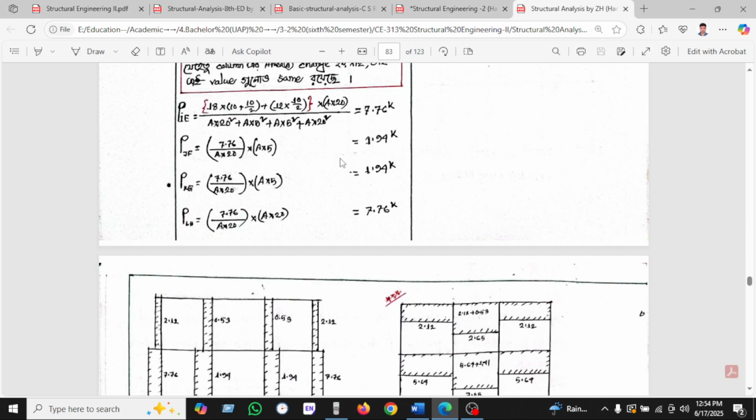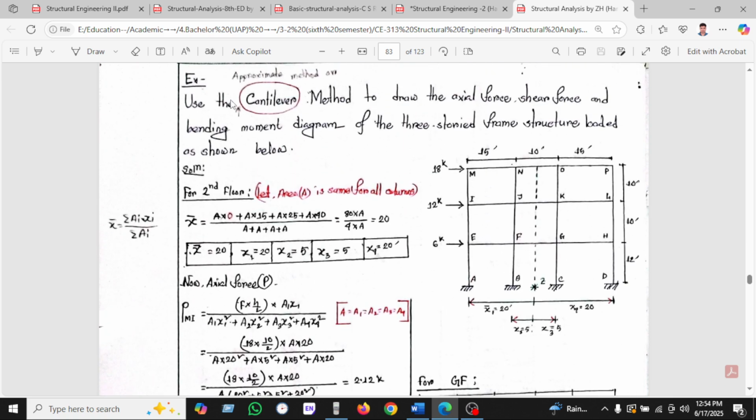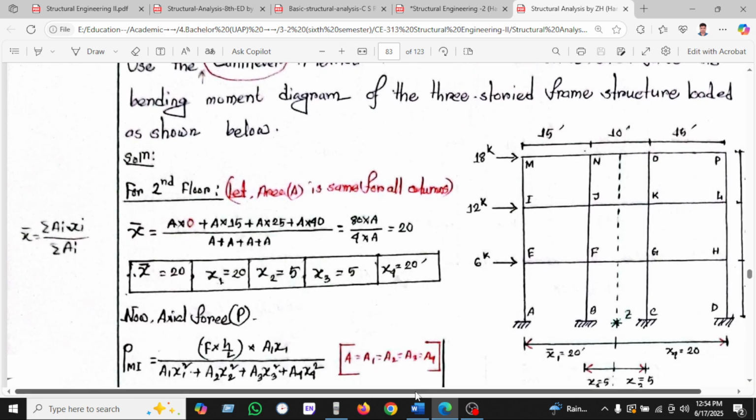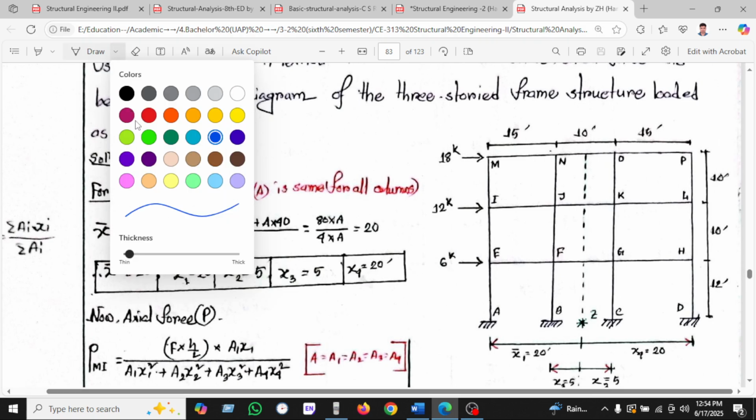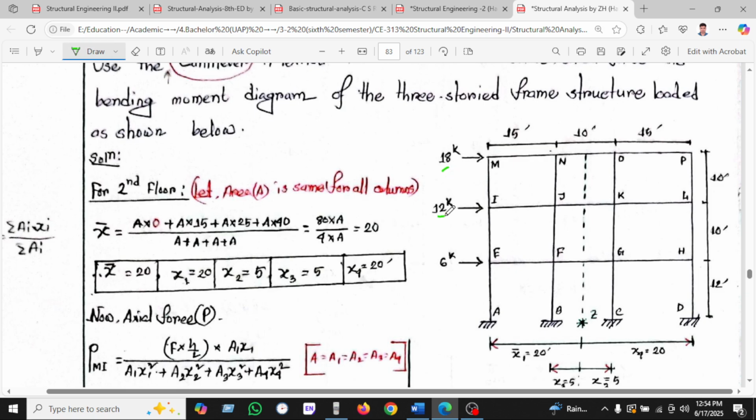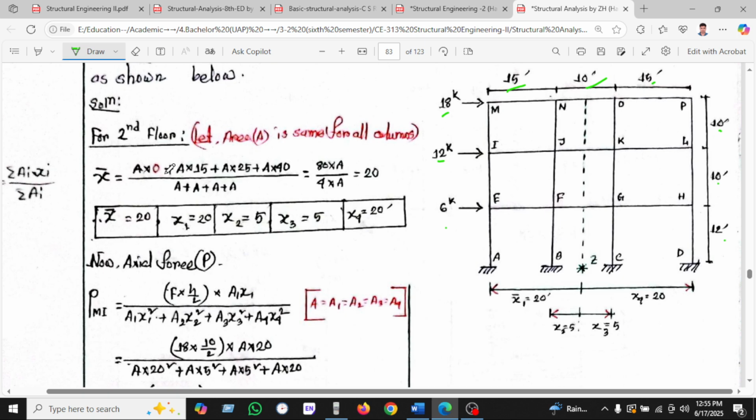This is the example. We can see here: use the approximate cantilever method to draw the axial force, shear force and bending moment diagrams for the three-story frame structure loaded as shown. We can see here all the information is given: 18, 12, 6, the heights are 10, 10, 12, and the distances are 15, 10, 15. So we can let A be the same for all columns, so all the columns are the same.